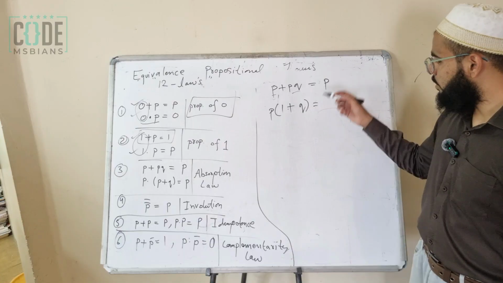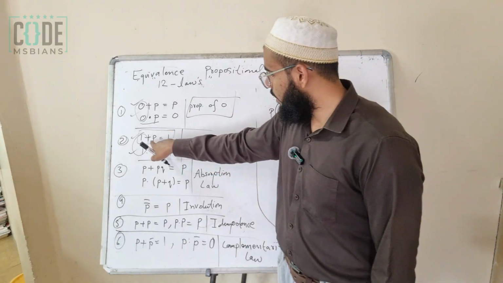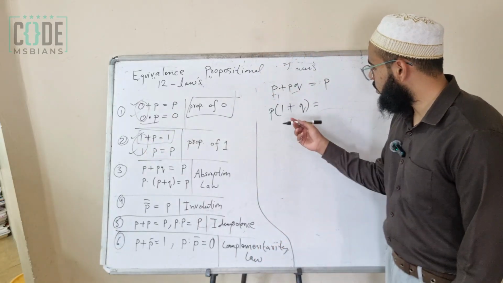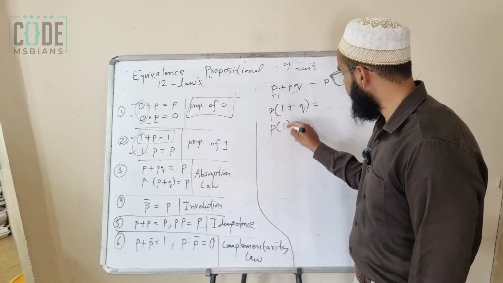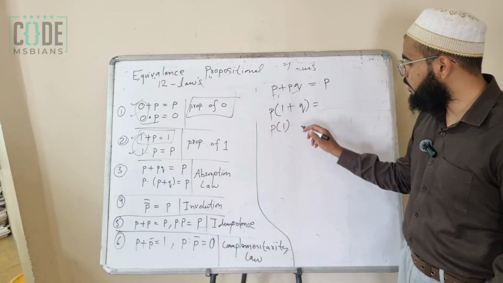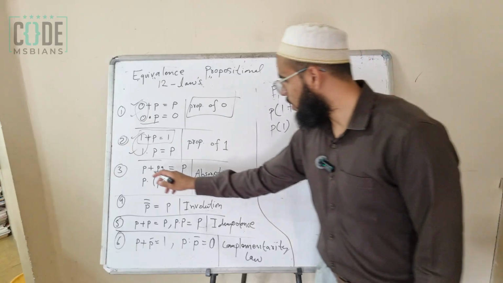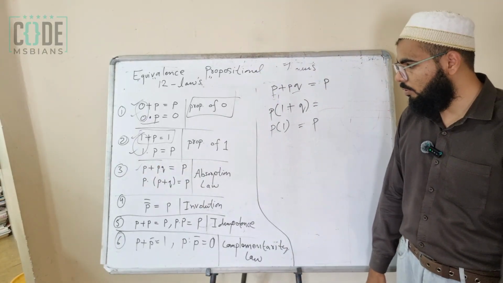Now you can see from the properties of 1 that any variable when it is ORed with 1 will give you 1. So instead of 1 plus Q, I can write 1. So I am writing here P and I am writing 1 here. When we P dot with 1, it will give you P. So that's the reason P plus PQ is P, and this is known as the absorption law.